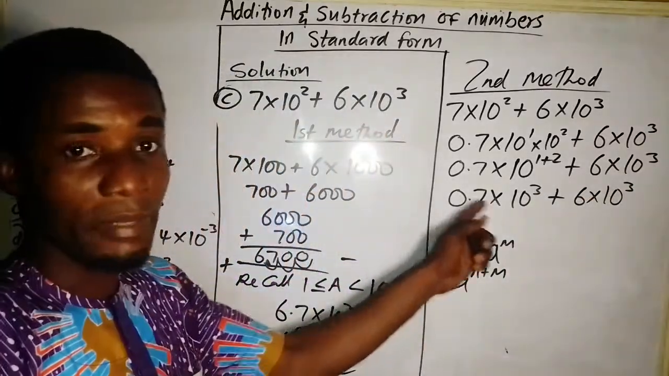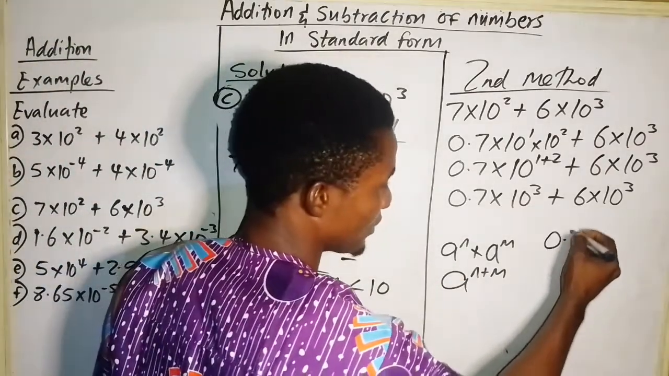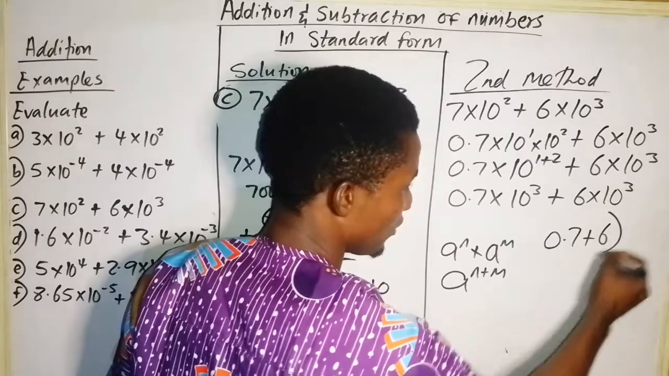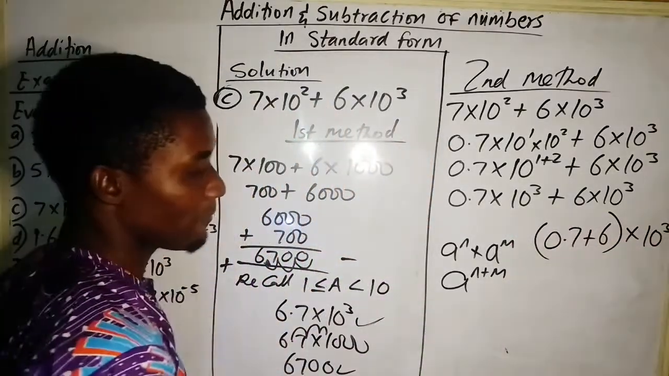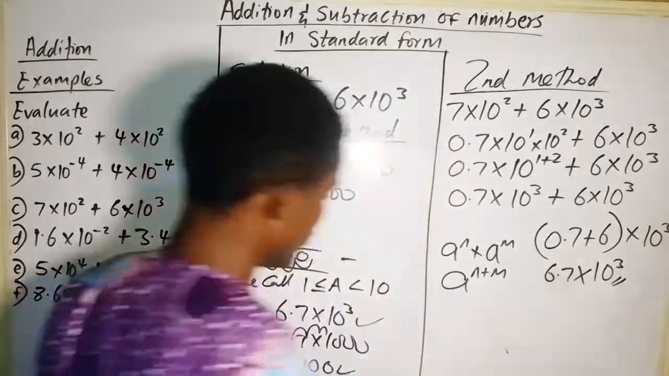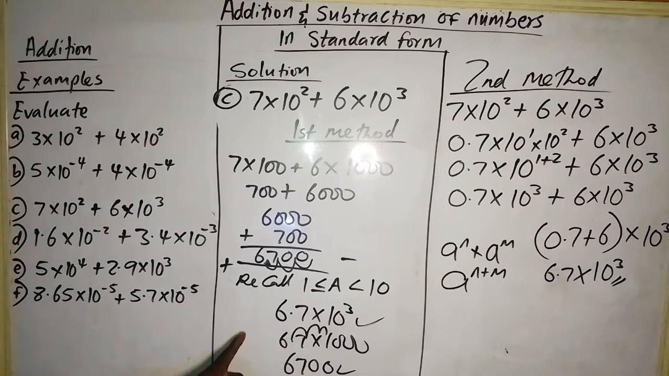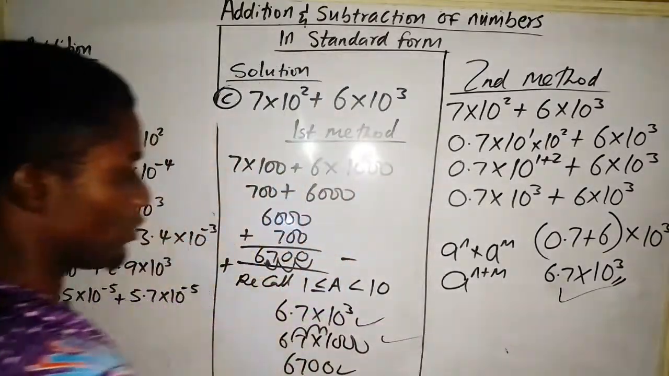Now they are both having the same base now. We can now evaluate completely. So we have 0.7 plus 6 times 10 raised to power 3. Since they are having the same base, 6.7 times 10 raised to power 3. So this is our answer, and you can see it's the same thing as the first answer we got here. So our answer is also correct.